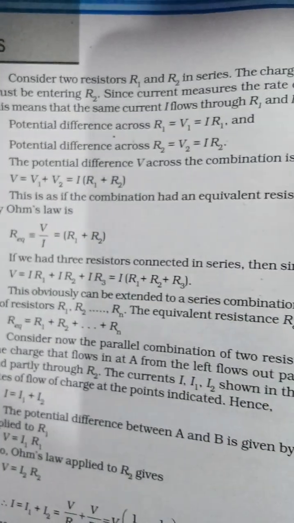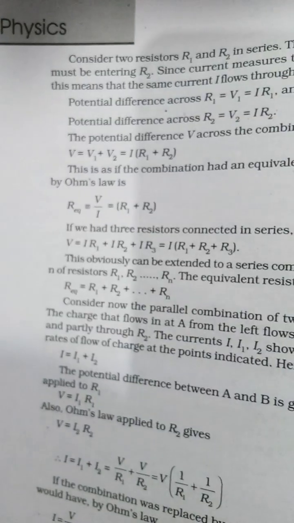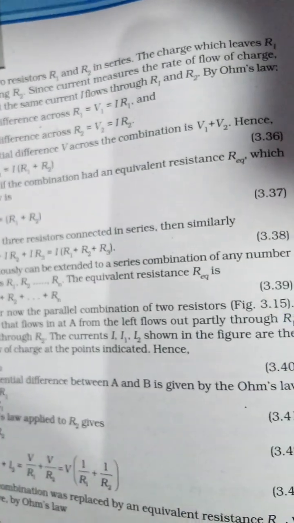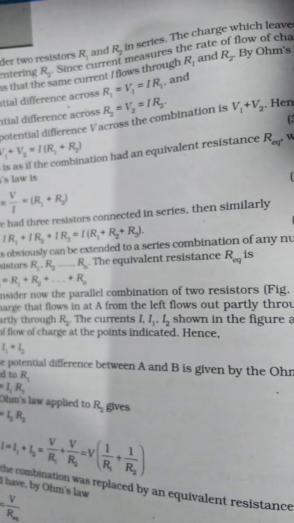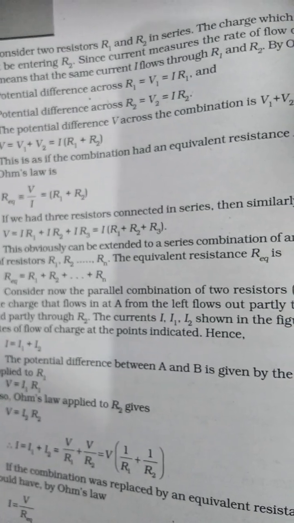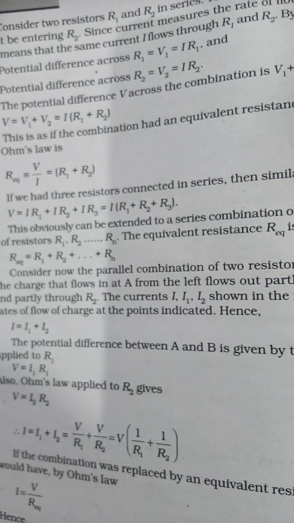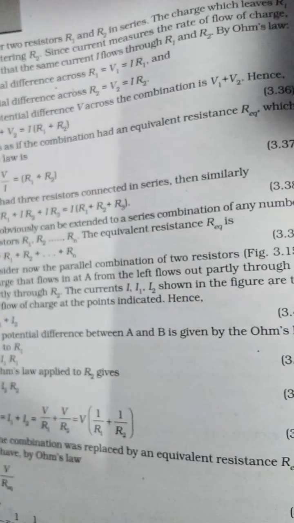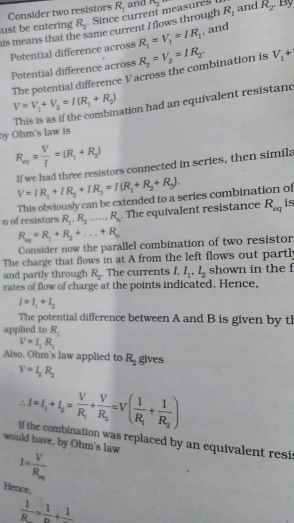Consider two resistors R1 and R2 in series. The charge which leaves R1 must be entering R2, since current measures the rate of flow of charge. This means that the same current I flows through R1 and R2. By Ohm's law, the potential difference across R1 is V1 = IR1, and the potential difference across R2 is V2 = IR2. The potential difference V across the combination is V1 plus V2, hence V = V1 + V2 = I(R1 + R2).